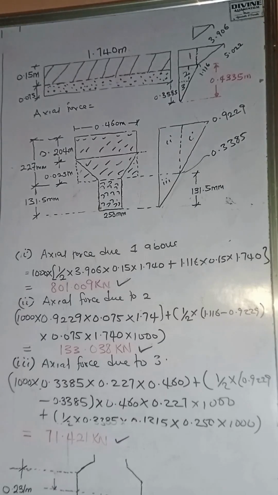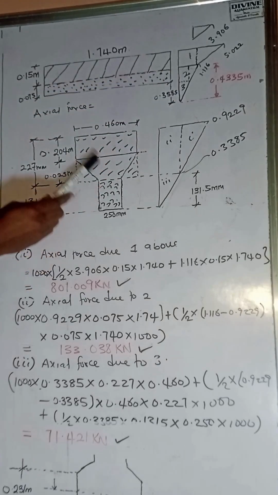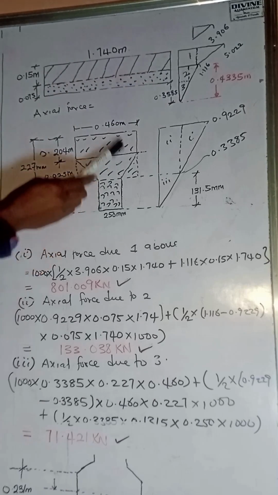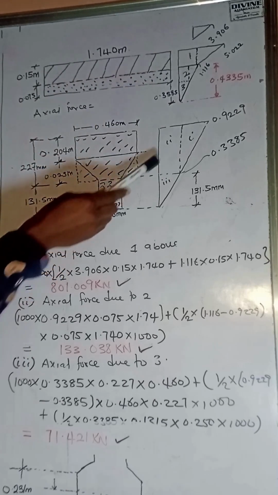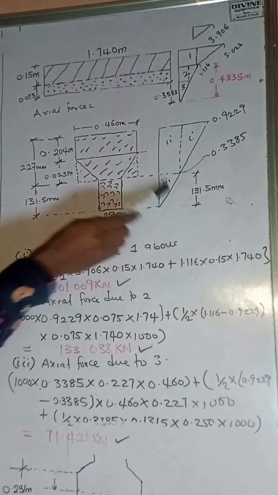Now the last one, the third, we are going to look at is the axial force due to pressure 3, which is this. You can see I've redrawn pressure 3 and the area it is acting upon. If we work that out, we'll break it into two. We have 1, 2, 3 portions.